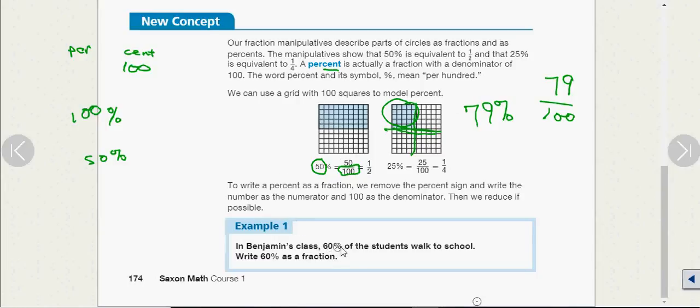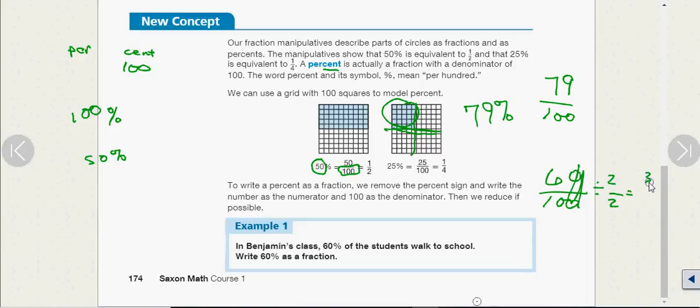Benjamin's class, 60% of the students walked to school. Write it as a fraction. If there were 100 kids in the class, that means there would be 60. There'd be 60 in a class of 100 following this percentage. Let's reduce that down to make it easiest to apply to any amount of kids. Well, you can right away erase your extra zeros and you have 6 over 10. The greatest common factor of those two is the simple 2, because they're both even and I can't do anything better.